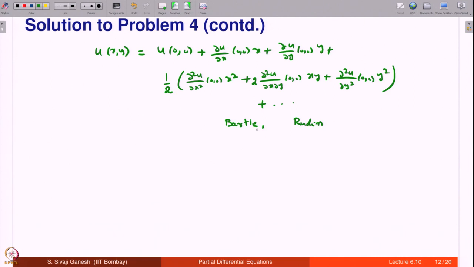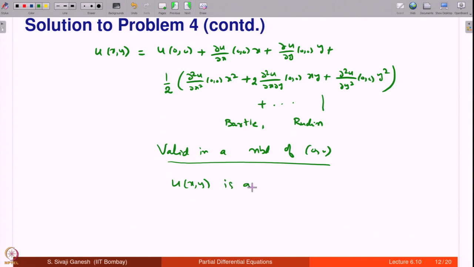Of course, this will be valid in a neighborhood of 0, 0, or in a disk containing 0, 0, but as we observed, this is going to end after some time. It is not a series, it is going to be a polynomial, so there is no problem about validity, it will be valid everywhere. So, we caught hold of a polynomial expression for u of x y.